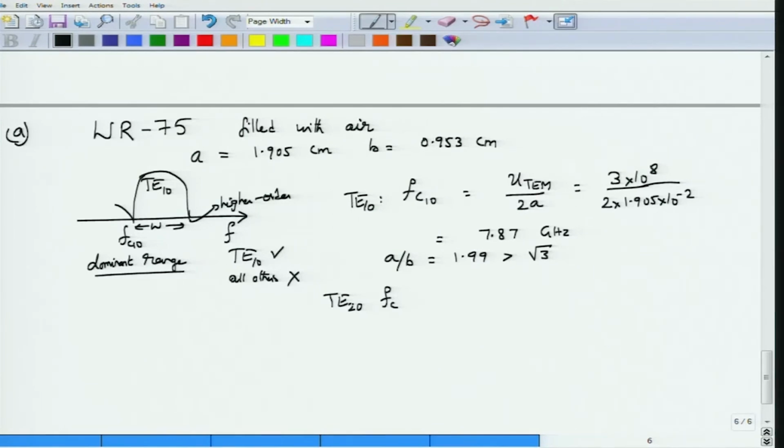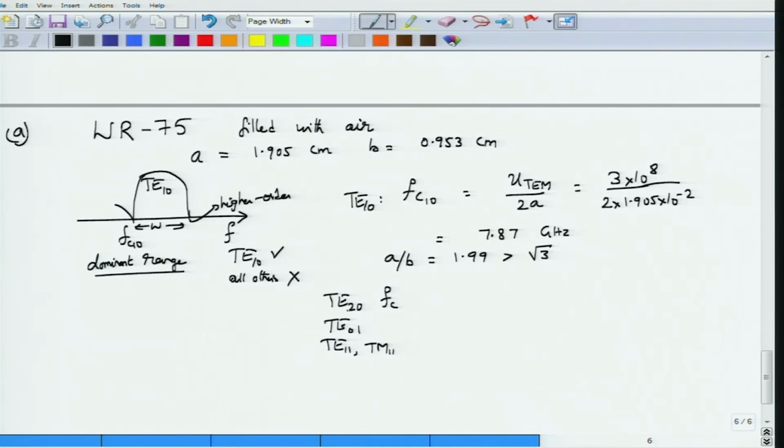For a waveguide in which the ratio of a by b is greater than root 3, the next higher order mode is TE20, after that comes TE01, then comes TE11 and TM11. So the transverse magnetic mode does not begin to propagate until a few TE modes have already been propagating for the case of a by b greater than square root 3.